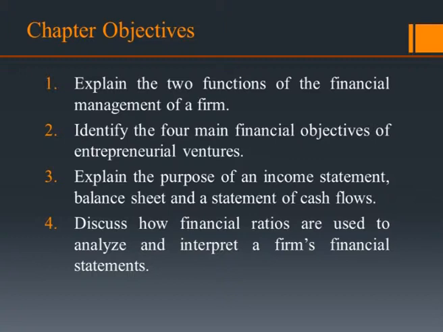First, explain the 2 functions of the financial management of a firm. Second, identify the 4 main financial objectives of entrepreneurial ventures. Third, explain the purpose of an income statement, balance sheet and statement of cash flows. And fourth, discuss how financial ratios are used to analyze and interpret a firm financial statement.